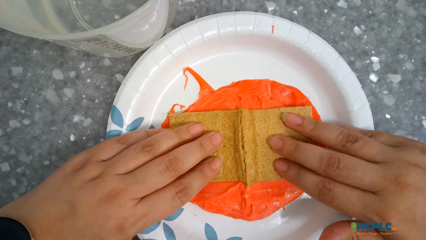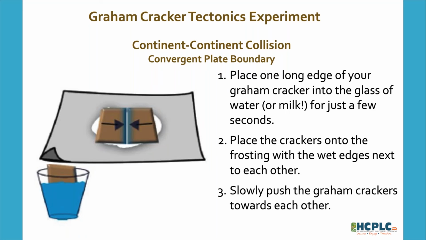What do you think is forming in the middle of these 2 tectonic plates? Go ahead and type in your answer into the question box. What do you think is happening here? What is being formed as a result of these 2 graham crackers crashing together?